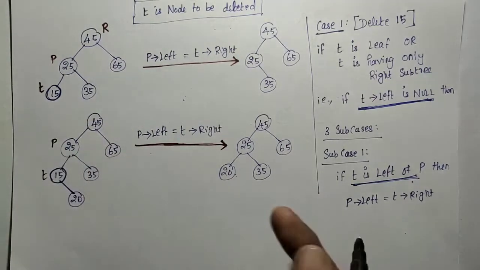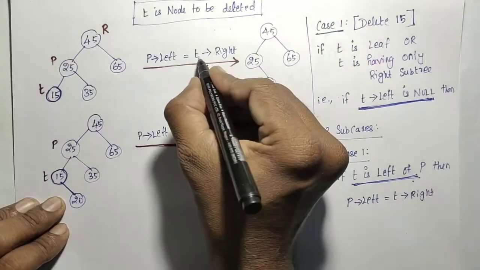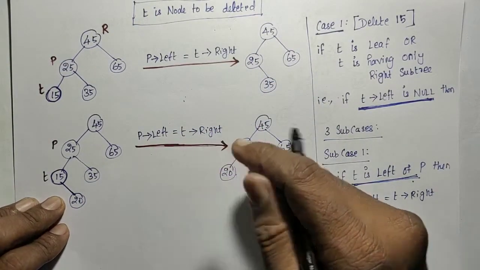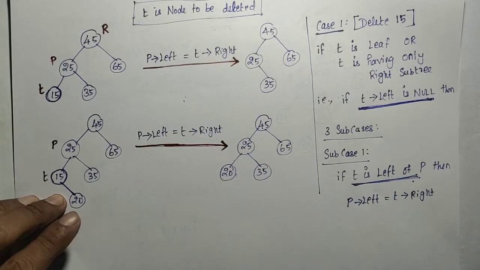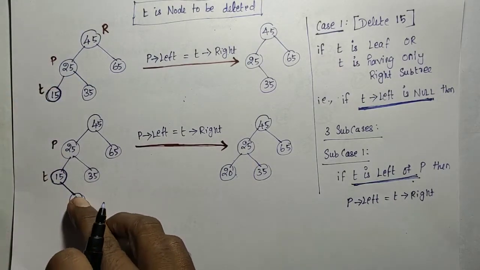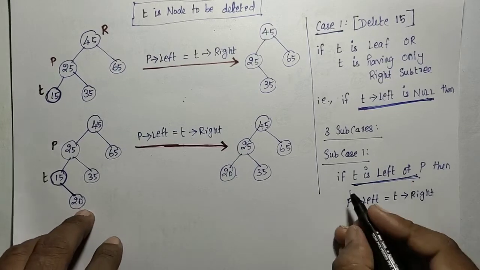Correct? So here that is a simple solution. The T of right has to be copied and linked with its parent, so that it is linked with either the left of the parent or the right of the parent based on the situation. Correct? That is case 1.